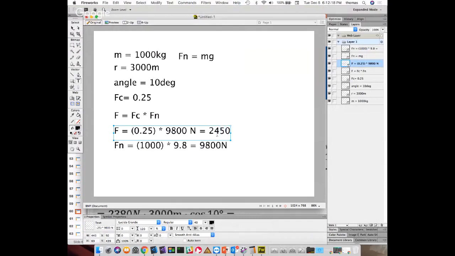So 2,450 newtons. That's the normal force. The force of friction. And it's represented by S, force of friction. All right, so force of friction. So these are the things we know. Force normal, force of friction. Now we need the force of friction.